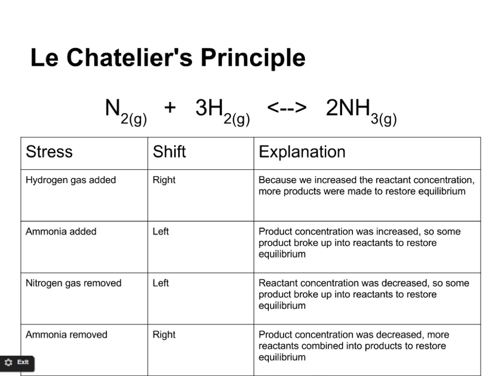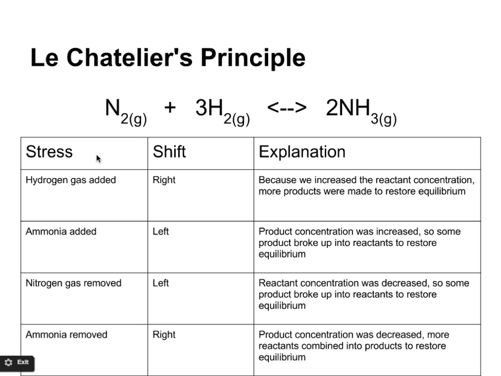So if our stress was to add hydrogen gas, we're adding a reactant. This equilibrium is going to shift to the right. And that means we're going to make more products when we say it's shifted to the right. We increased the reactant concentration. It made more products to restore equilibrium. If our stress was adding ammonia, NH3, the shift is going to be to the left. There's going to be more of the reactant molecules made because the product concentration was increased, so some product broke up into reactants to restore equilibrium.